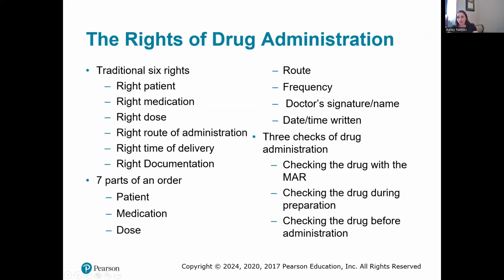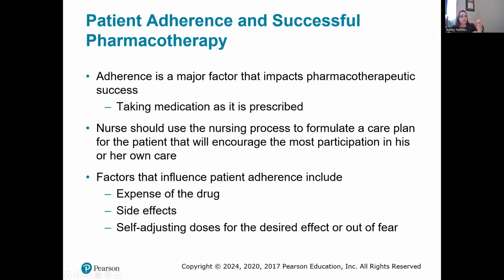Okay. All right. So why do medicines work? Why do they not work? We like them to work. That means that you have to take them at the right time when you're supposed to, every day, every other day, whatever that means. When you formulate a care plan for your patient, you want them to be able to participate in their care. Can they help themselves? Can they give themselves their own meds? Things like that.